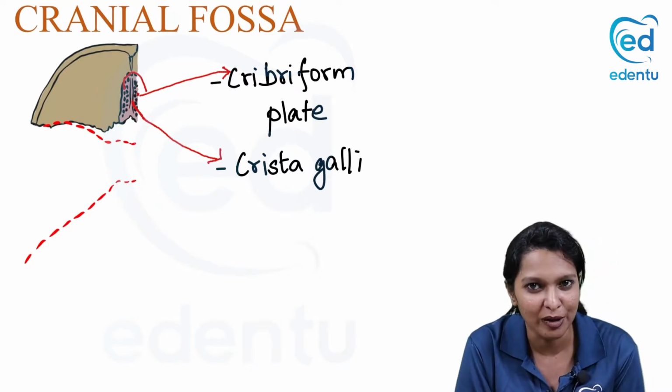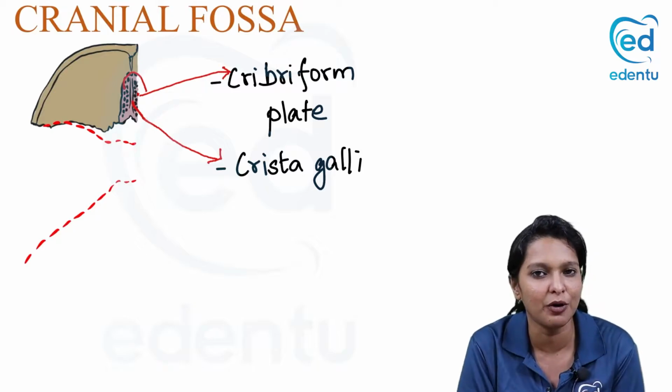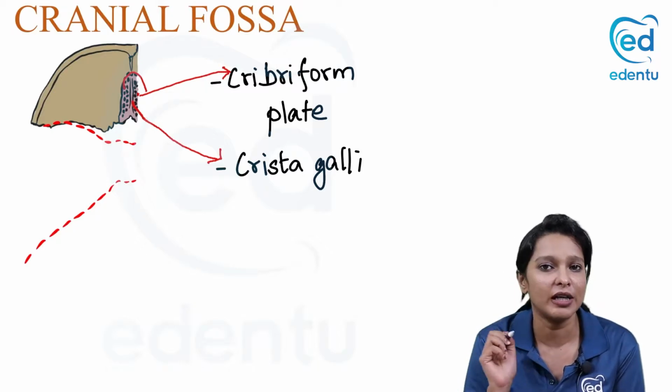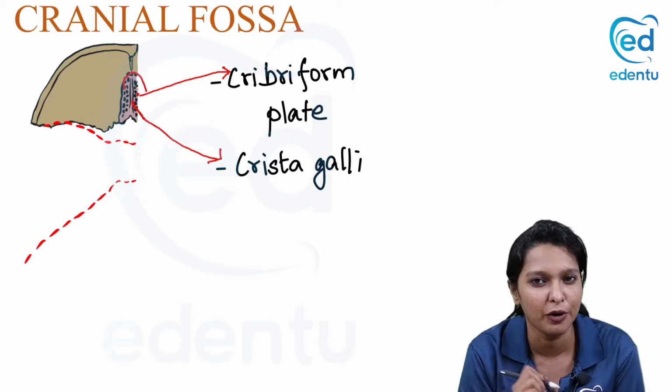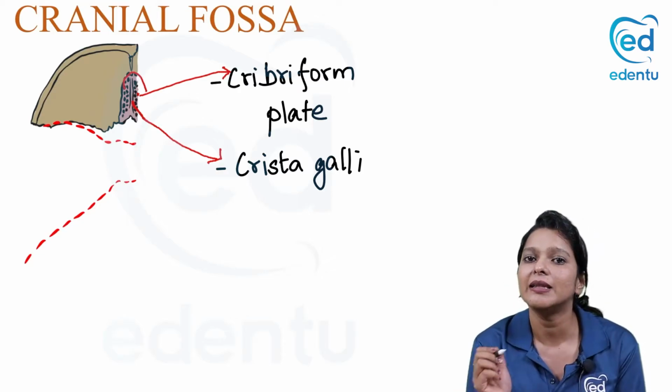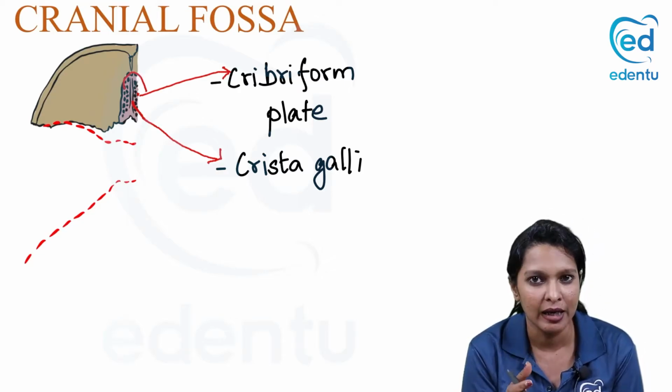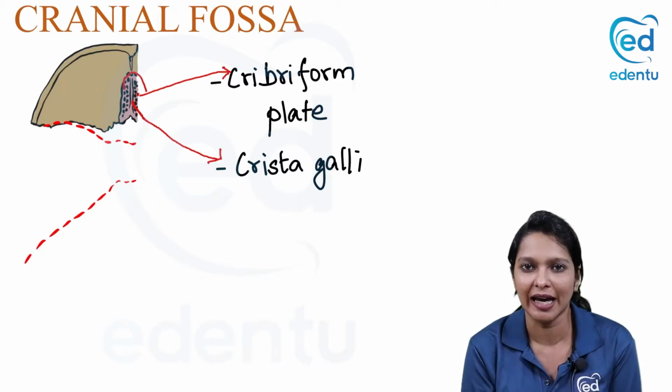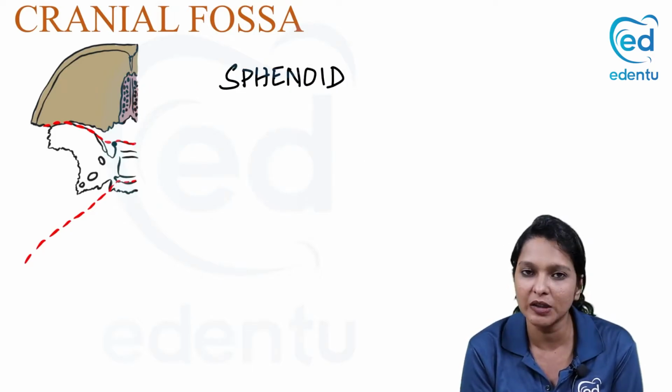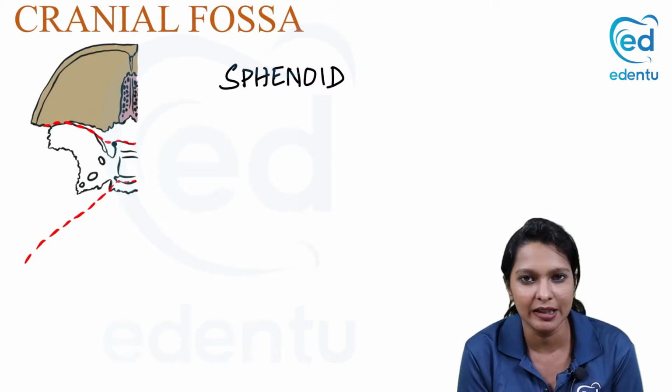So in the ethmoid bone, you have to remember the cribriform plate, which is the dotted plate. A lot of tiny foramens are there. And in the midline, you have an elevated line. That is called the crista galli. So these are the first two bones that you are seeing in the cranial fossa.